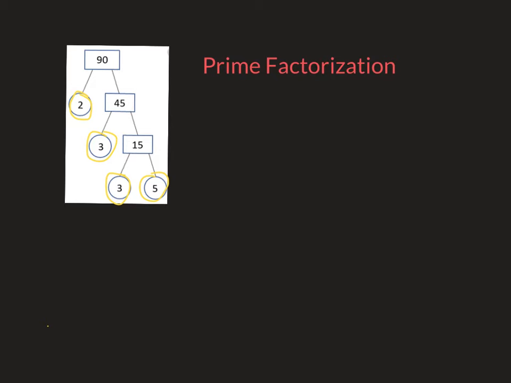What is the smallest number that is circled? 2. So we're going to start with 2. Then times, what's the next smallest number? 3. And then the next smallest number? Well, we have another 3, so we have to include that. And then finally, we have the 5. So all I did was I took these numbers right here, the prime numbers, and I wrote it out in multiplication form.